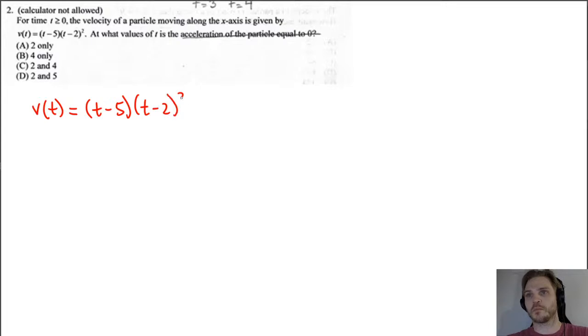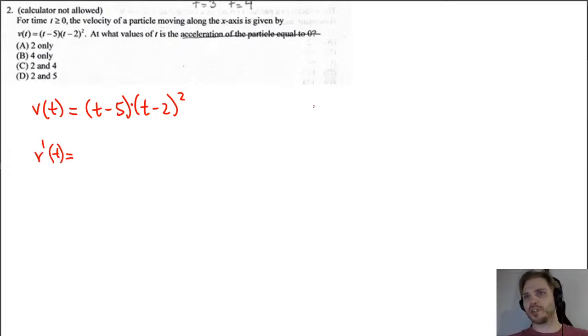Okay, so in order to do this question, again, we need to know that the derivative of the velocity function gives us acceleration. So we have to take the derivative of this. And really notice that this is a product of two functions. This is the product of t minus 5 and t minus 2 squared. Okay, so let's use the product rule here to take the derivative.